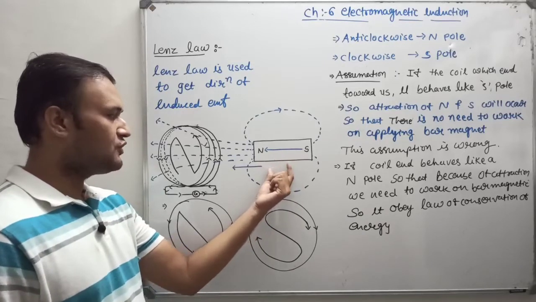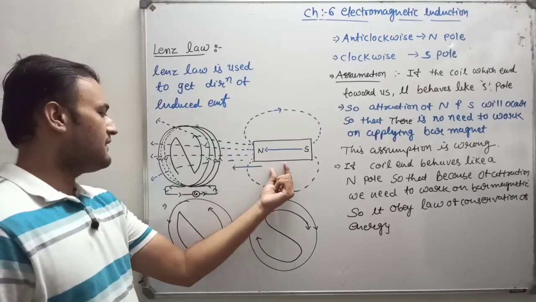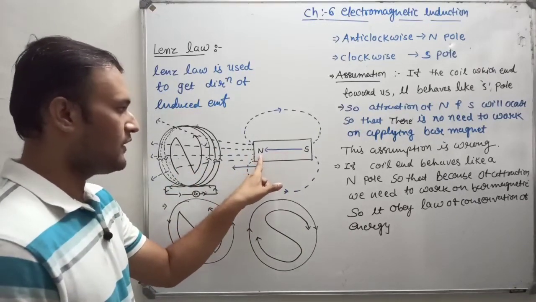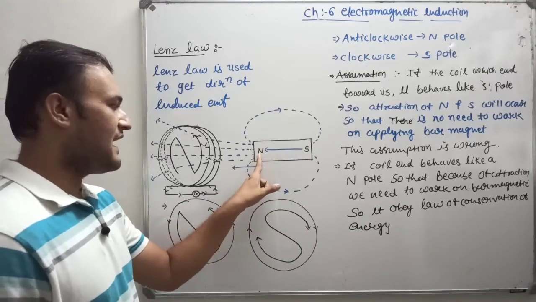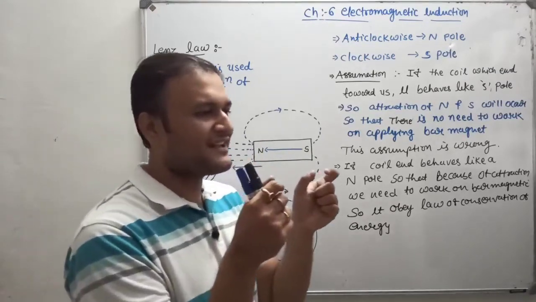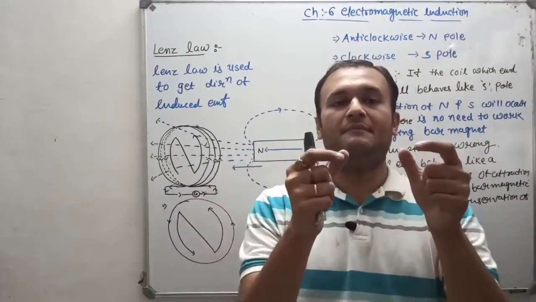When we move the bar magnet towards the coil, it behaves like N if the pole is N. Okay, if here the pole is S, when brought near, it behaves like S. That is some attraction between the flux and attraction between the coil and bar magnet.